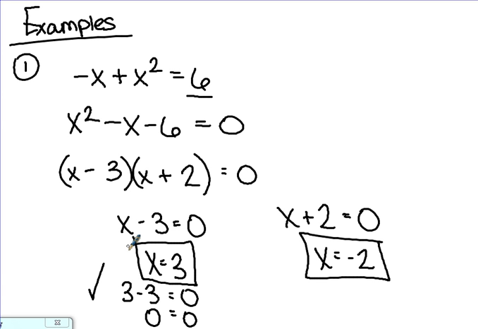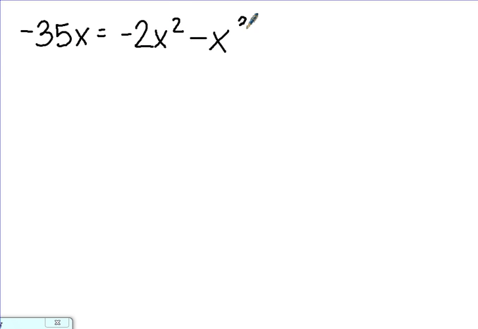Let's try another example together. Negative 35x equals negative 2x squared minus x cubed. The first step is to rearrange it in descending order of exponents. X cubed is our biggest exponent, so we're going to move it to the other side of the equal sign to make it a positive x cubed.